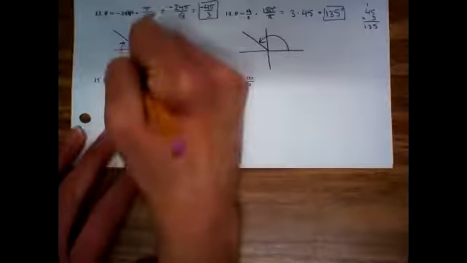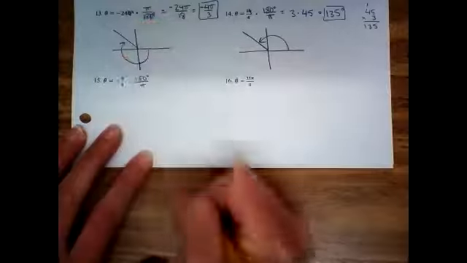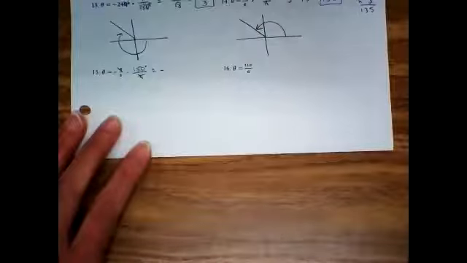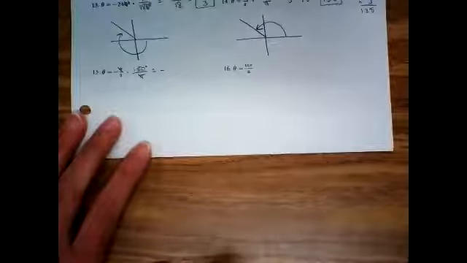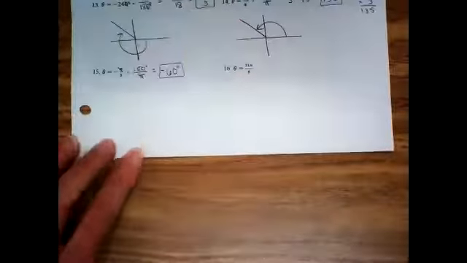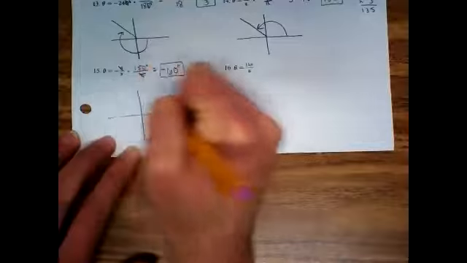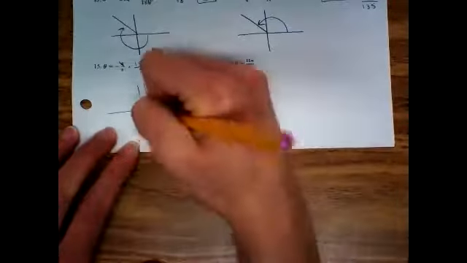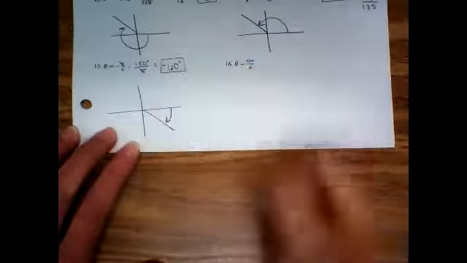All right, negative pi over 3, multiply it by 180 over pi. Pi's are going to cancel. And that will be negative how much? We got 180 divided by 3. Good, negative 60. So if we go negative 60 degrees, what quadrant are we in? 4. Good, and we went backwards.